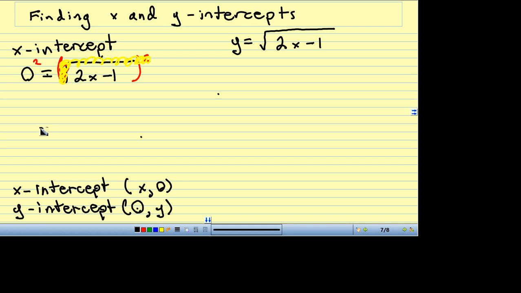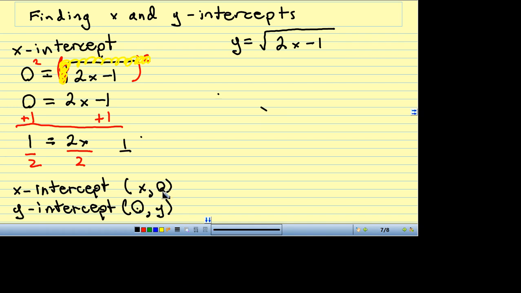So what I've got left is 0, because 0 squared is 0, equals 2x minus 1. And now, just solve like normal. Plus 1, plus 1, 1 equals 2x, divided by 2. And I have 1/2 equals x.